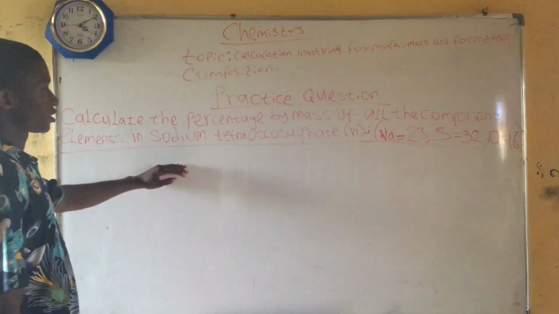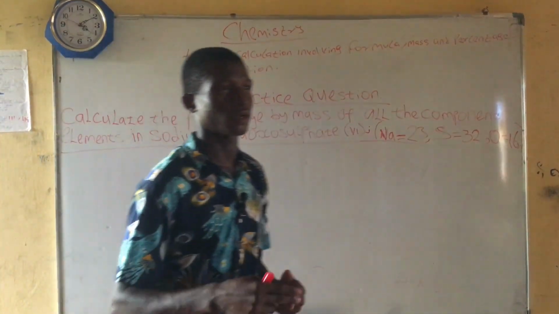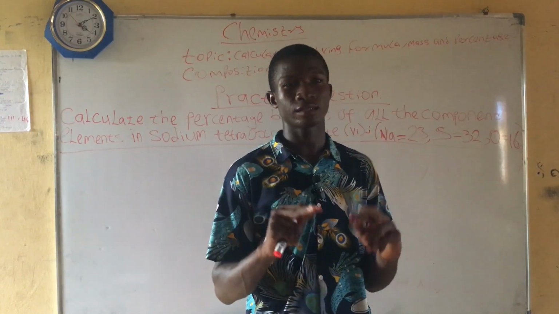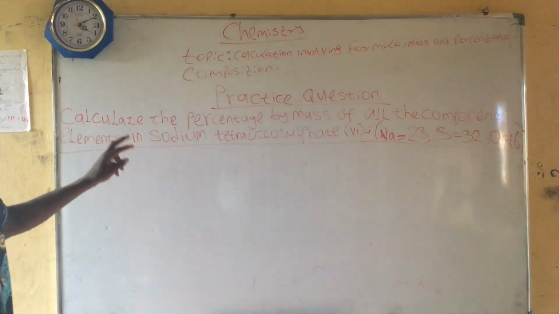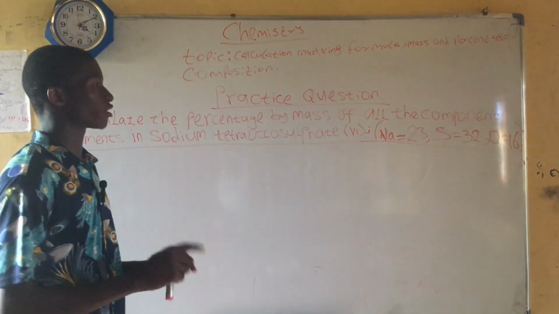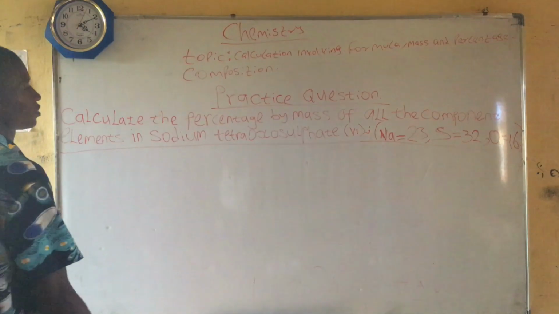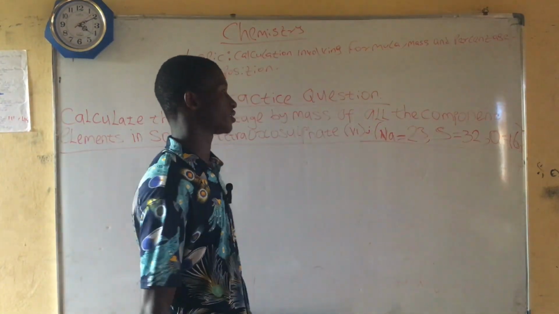This is the practice question. It is good to give students a practice question after every lesson so they can solve it and know whether they understand. Calculate the percentage by mass of all the component elements in sodium tetraoxosulfate. Sodium is 23, sulfur 32, oxygen 16.